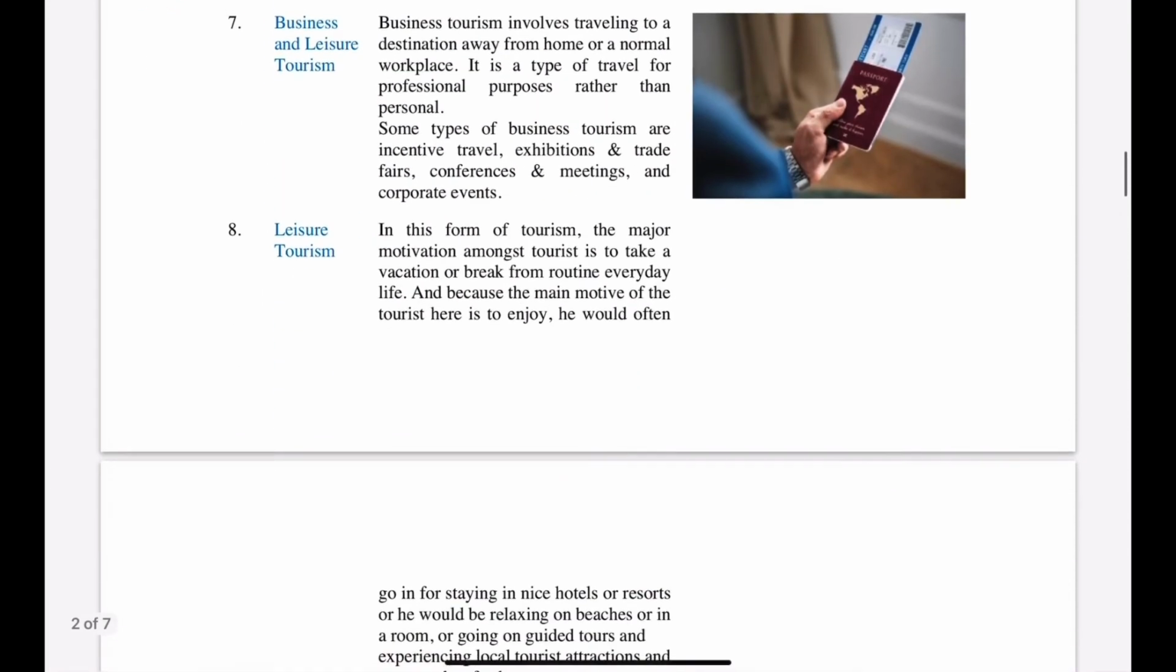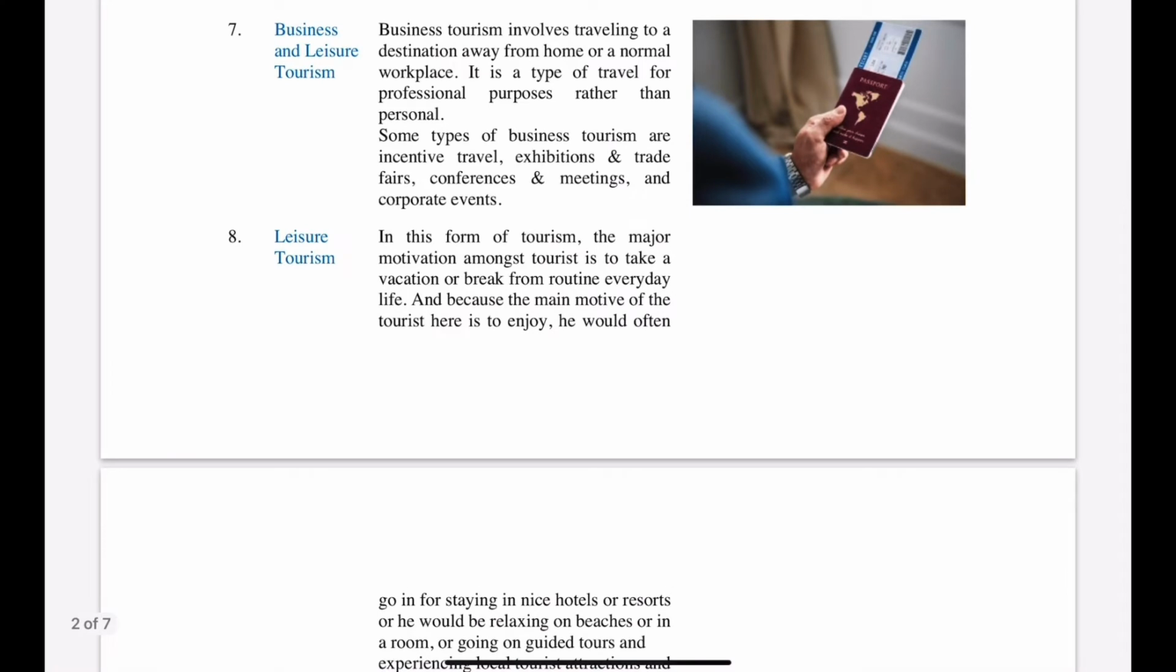Moving to the next one, we have business and leisure tourism. Now people also travel to various places because of their work. Such kind of travel is basically called business tourism. It involves traveling to destinations away from home or personal workspace. Now this form of travel can be because of various reasons. It can be because of some exhibitions, some conferences, some meetings or corporate events that the person has to attend.